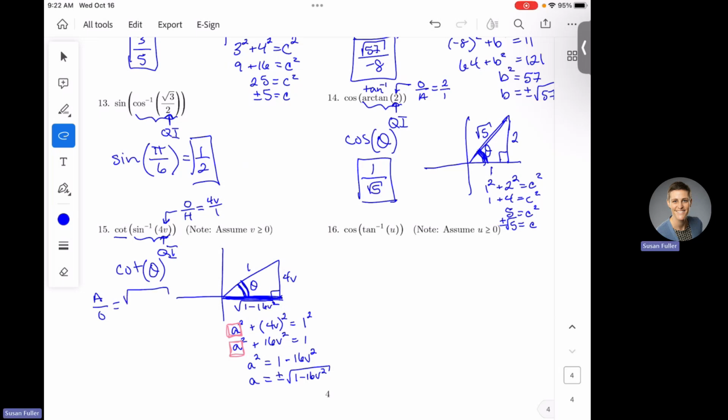Yep, it is the square root of 1 minus 16V squared over my opposite side, which is, you got it, 4V. This is the answer to the problem.